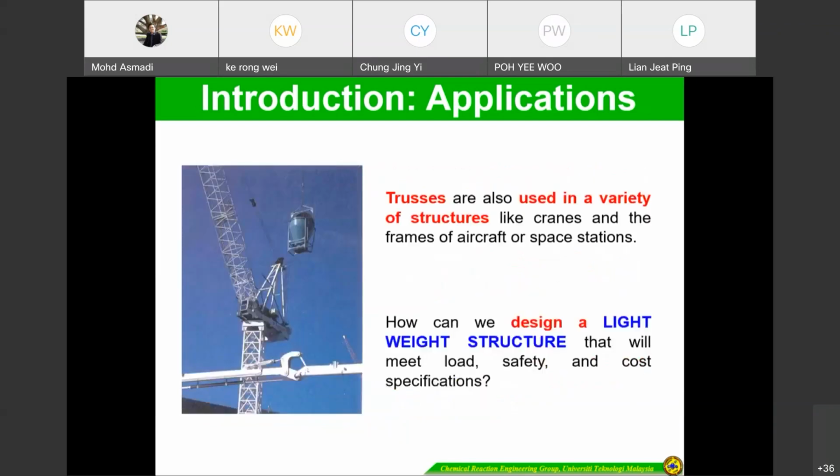Trusses are also used in a variety of structures like cranes, frames, aircraft, or space stations, and of course for the house. So how can we design a lightweight structure that will meet load, safety, and also cost specifications?